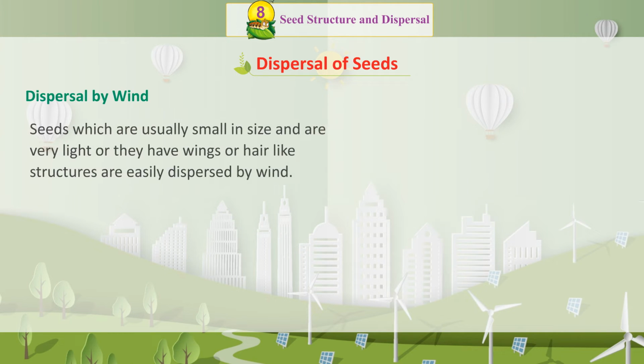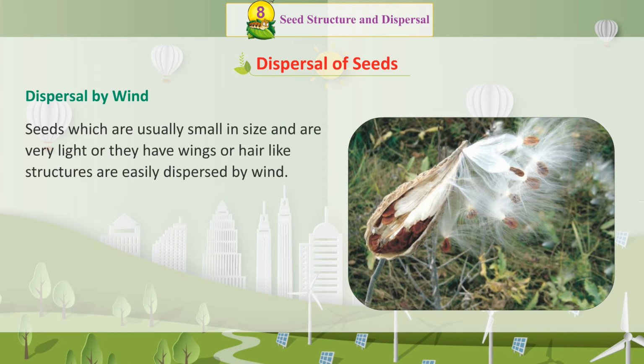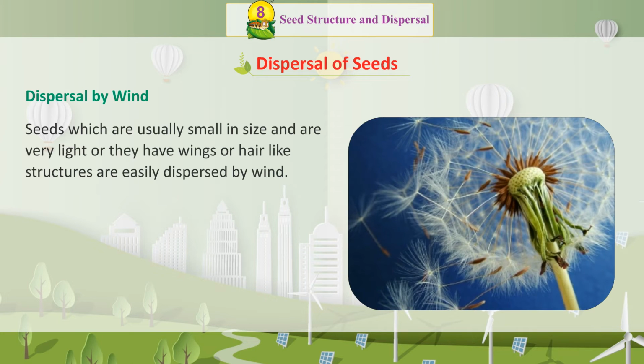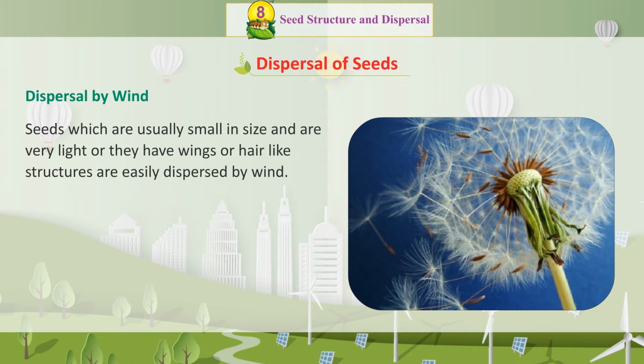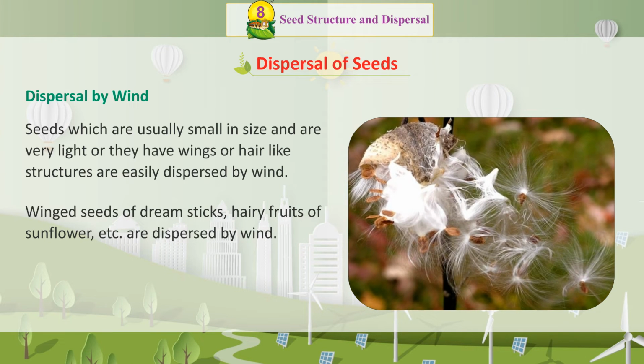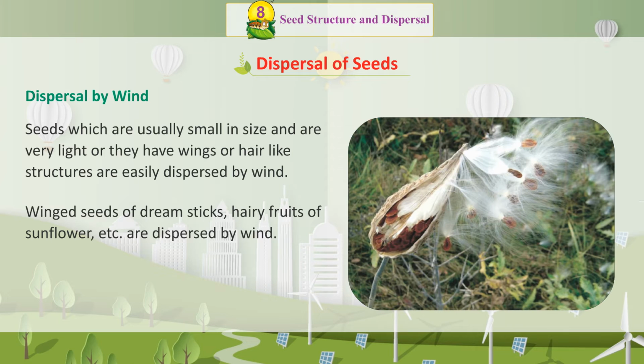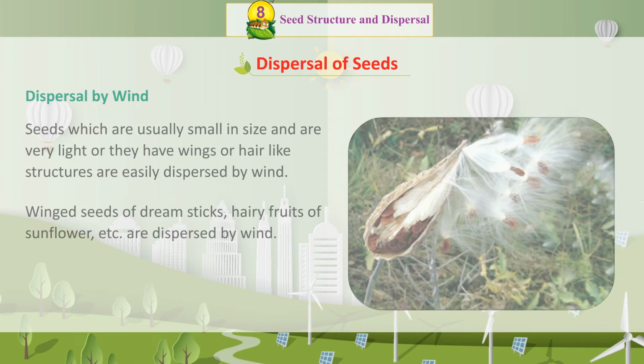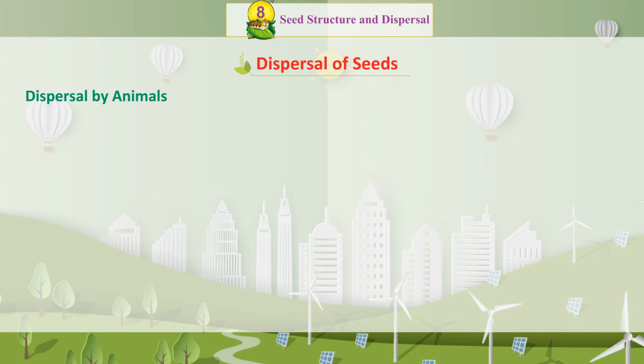Dispersal by wind. Seeds which are usually small in size and are very light, or they have wings or hair-like structures, are easily dispersed by winds. Winged seeds of drumsticks, hairy fruits of sunflower, etc. are dispersed by wind.